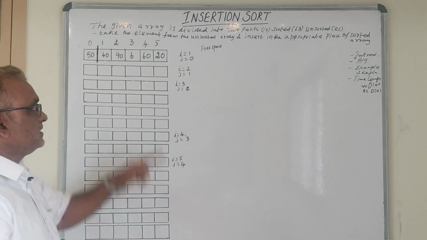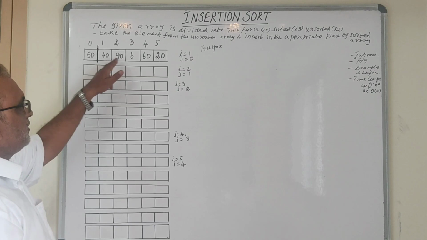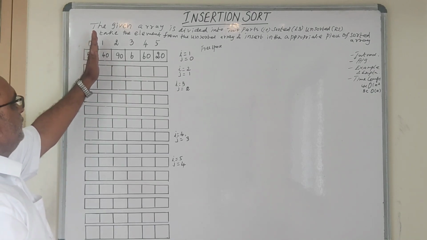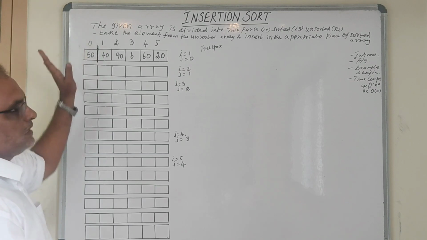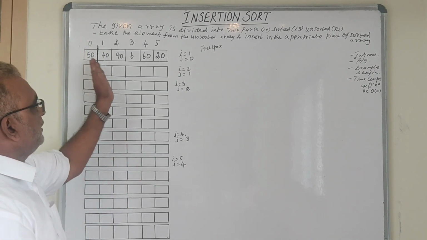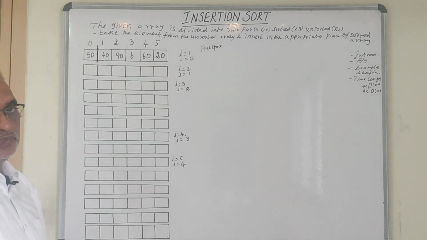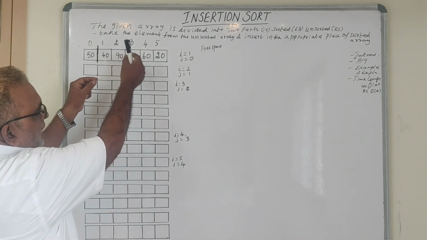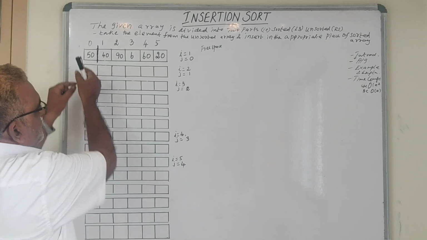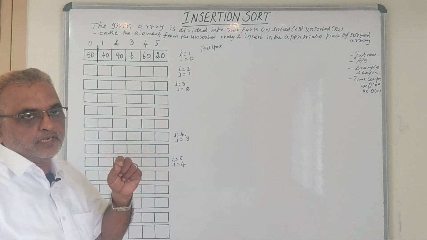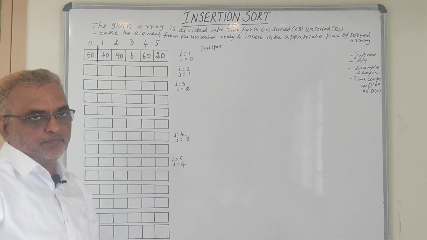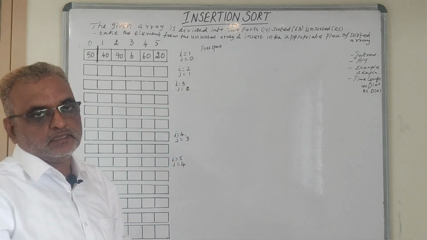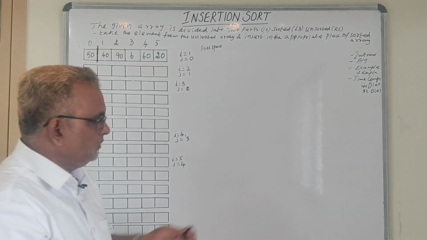For example, this is a given array containing a set of elements. Consider we are keeping the first element as the sorted one and the remaining elements are unsorted. Now we have to take an element from the unsorted array and insert it in the appropriate position in the sorted array. Before seeing this example, let us see the algorithm.